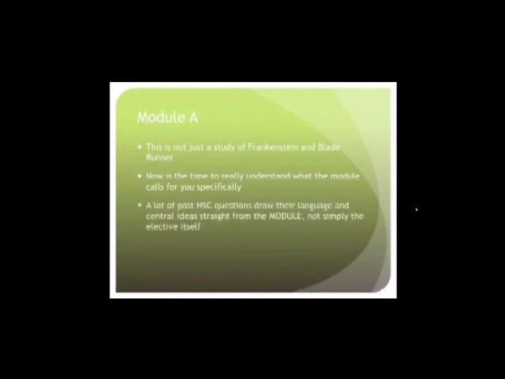So let's get started. Module A, that's the first one you need to look at. This is not a study of Frankenstein and Blade Runner to begin with, it's a study of what the module is asking. So we need to really understand what the module is asking specifically at this stage of the game, because this is your last chance before you sit the HSC exam. So we need to get this down pat. A lot of the past HSC questions will actually draw ideas and their wording of the language in the question straight from the actual module, not the elective itself.